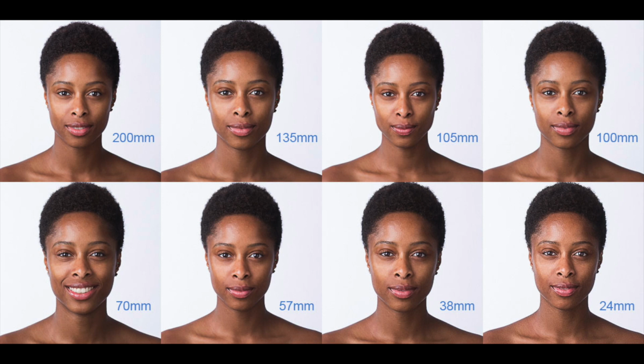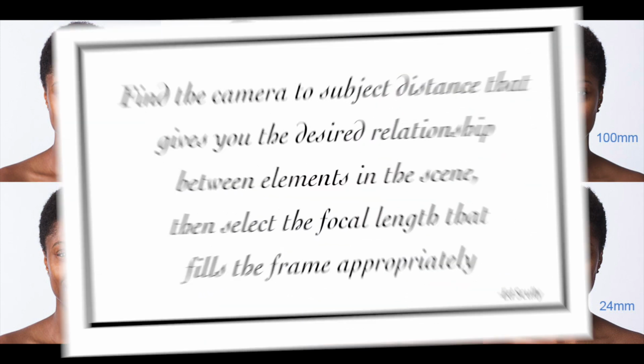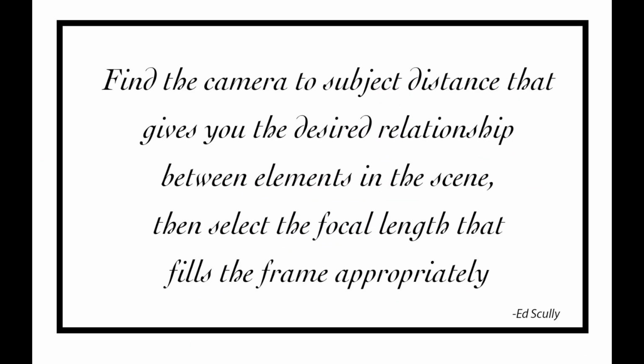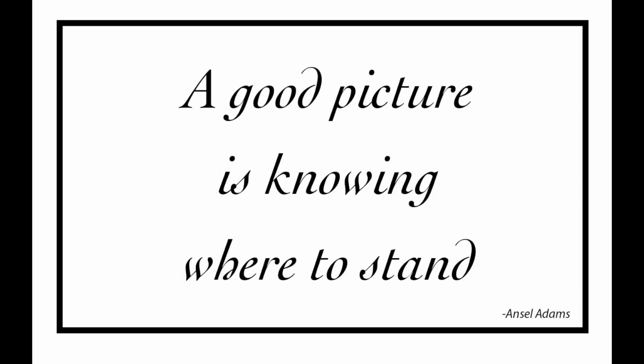All lenses show the same perspective from the same camera position in the area of the frame that is common between them. My college professor, a crusty Navy man named Ed Scully, drilled this into our heads. Pick the camera subject distance that gives you the perspective that you want, and then select the lens focal length that fills the frame the way you want. And I will close with my favorite Ansel Adams quote, "A good picture is knowing where to stand."